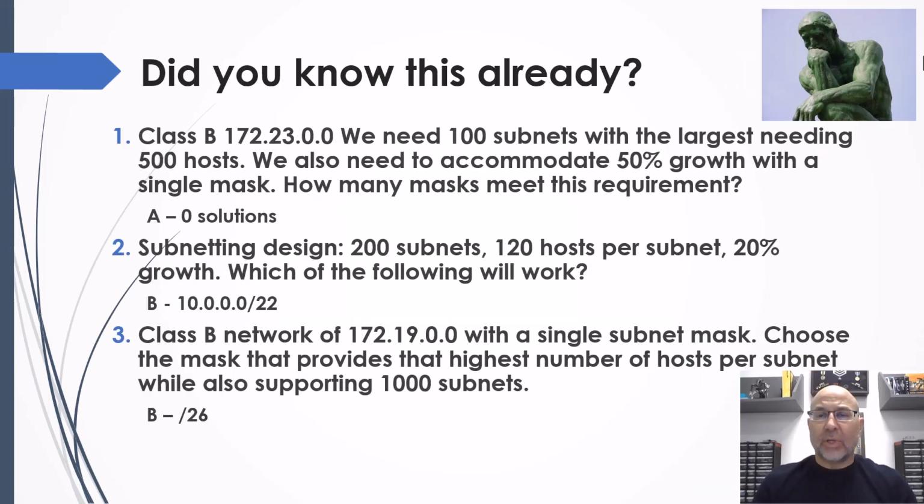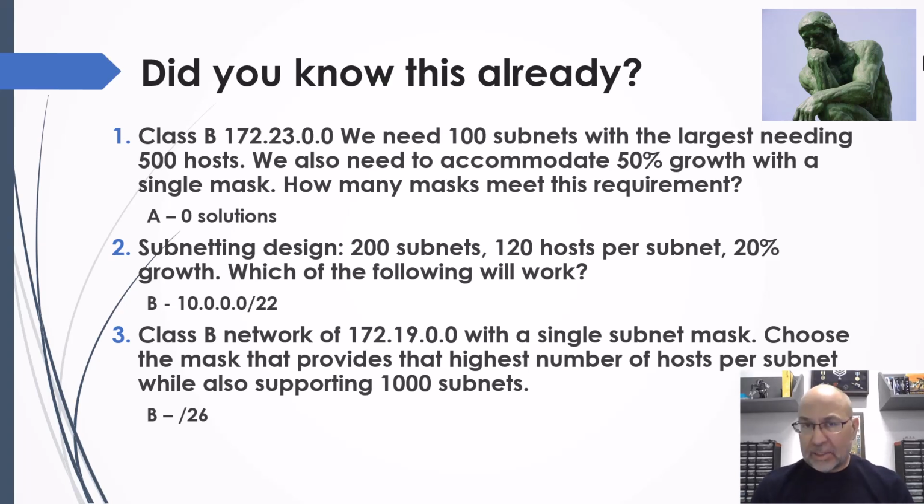So did you know this already? We have a class B network, 172.23.0.0. We need 100 subnets with the largest needing 500 hosts. Okay, so we've got a class B, we need 100 subnets, and we need 500 hosts in the largest one. We also need to accommodate for 50% growth. That's a lot of growth with a single mask. That means that all the subnets will use the same CIDR notation, whatever it is, /27, /19, whatever it is, they're all going to be the same.